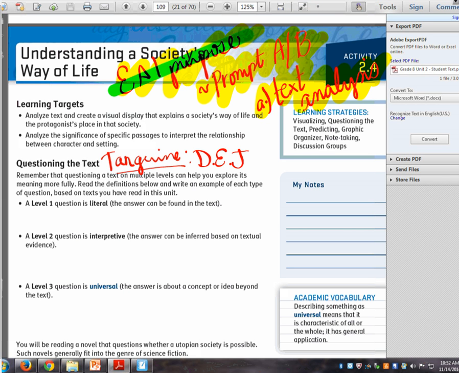And we're going to briefly go over the levels of questions. I'm going to give you examples of each, and then you're going to create your own based on the story that we read. So can you read right below that subheading, the text that follows right below, Philip? Right below questioning the text, that's shown. Remember that questioning on multiple levels can help you explore its meaning more fully. Read the definitions below and write an example of each type of question based on text you have read in the review. Awesome. All right, can you read that first bullet point for us, Emily?